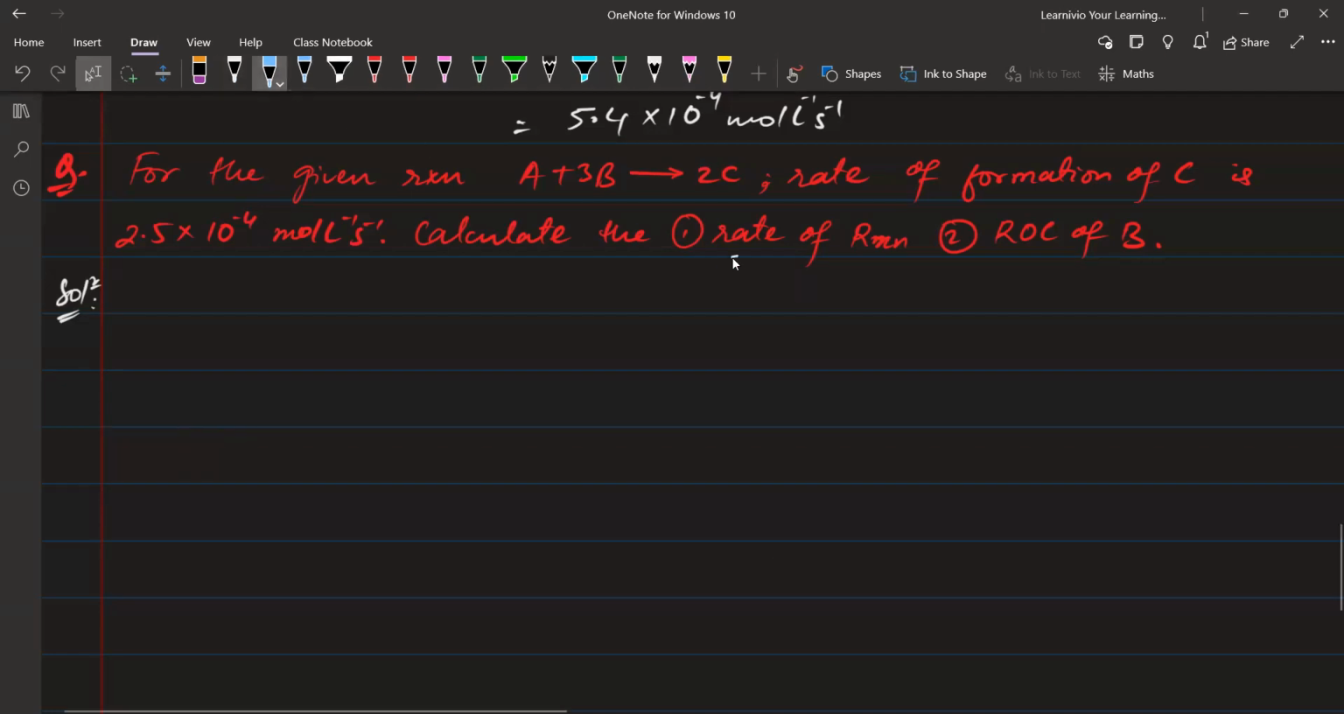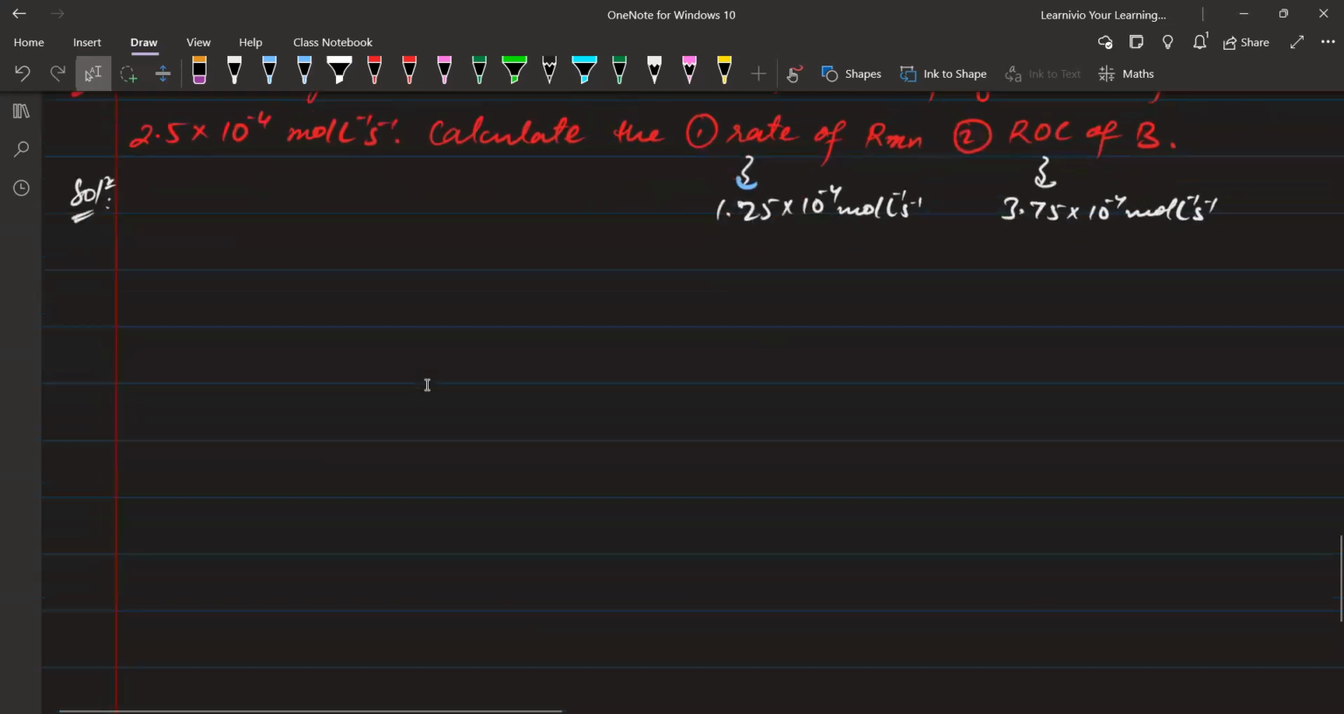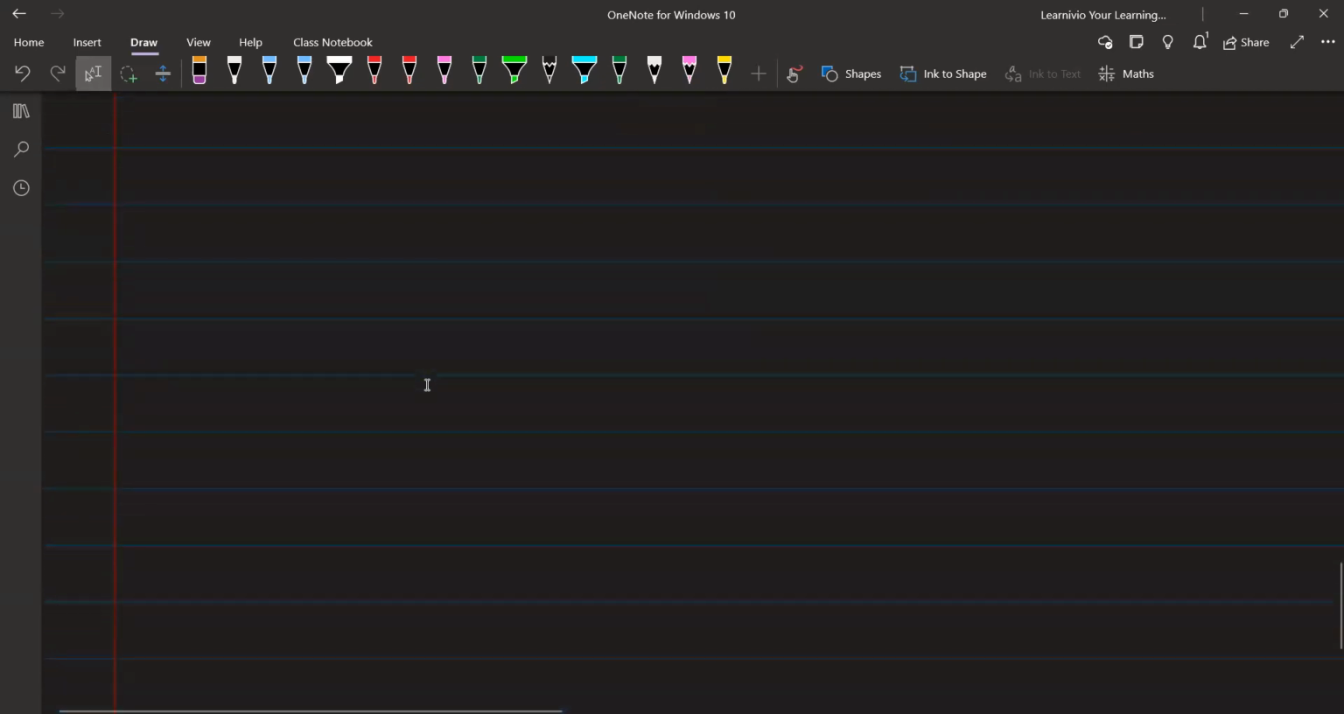So the rate of reaction is coming as 1.25 into 10 to the power of minus 4 moles per liter per second. And this is coming as 3.75 into 10 to the power minus 4 moles per liter per second, right? Now, these are the cases in which you have been given the rate of formation, or they can also give you the rate of production or rate of consumption.